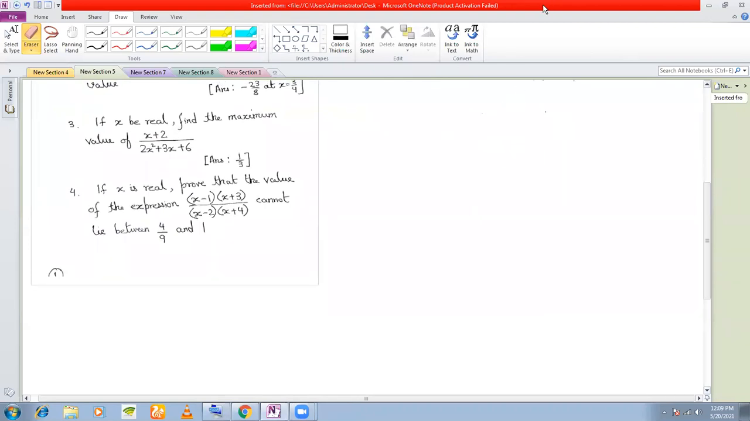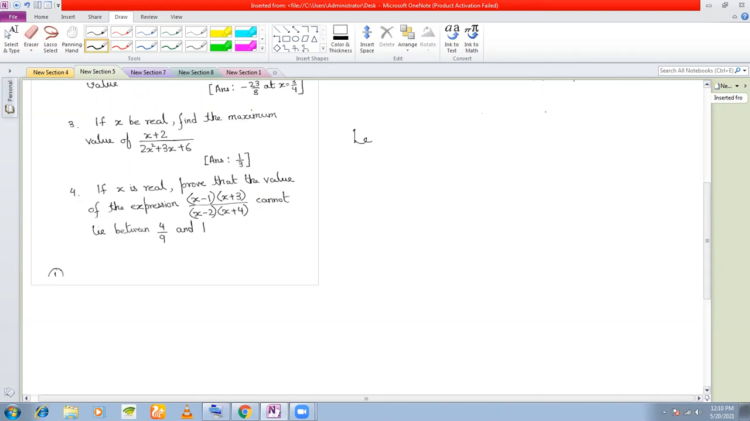Question is, if x is real, that means x is a real number, prove that the value of the expression (x plus x minus 1 into x plus 3) divided by (x minus 2 into x plus 4) cannot lie between 4 by 9 and 1. We proceed exactly in the same manner.